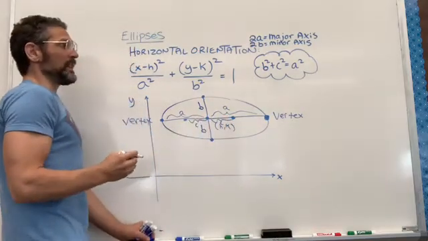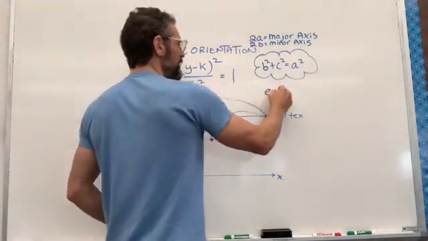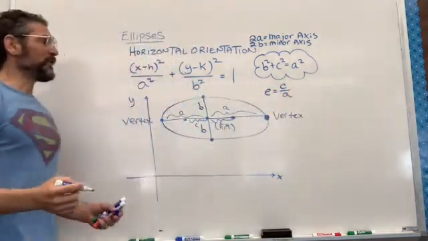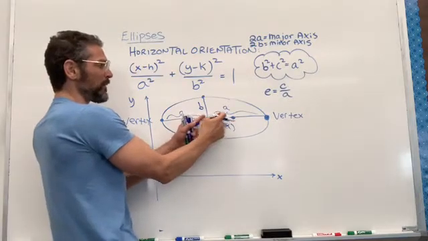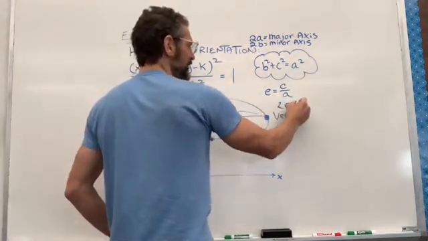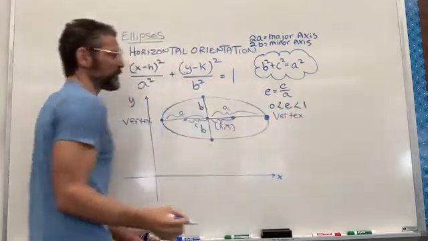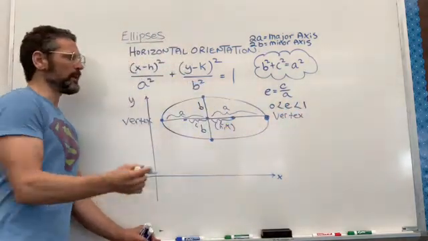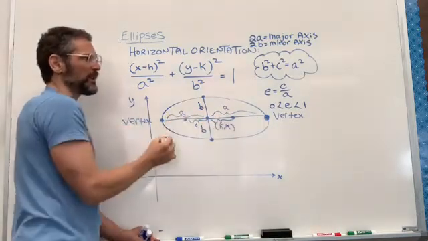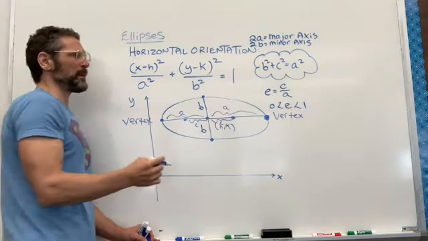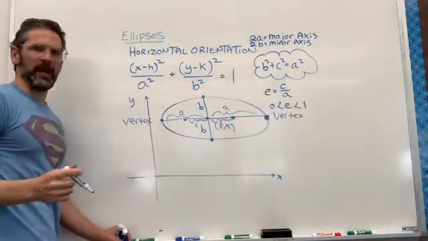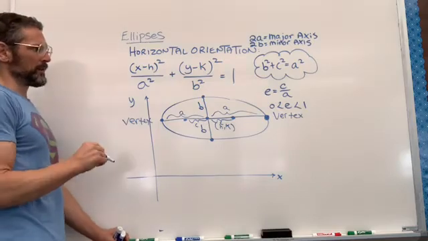The eccentricity of an ellipse is a fraction, C over A. The eccentricity is always going to be a fraction or a decimal between 0 and 1. If C is very small compared to A, we'll get a very circular ellipse. If C is very big compared to A, like 9 out of 10, then we'll get an elongated, almost pancake-shaped ellipse.